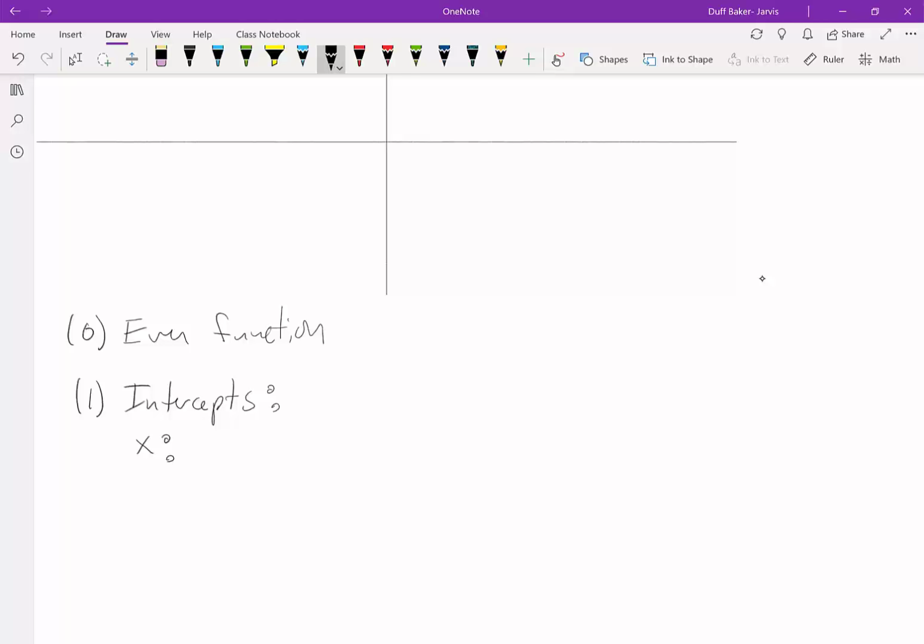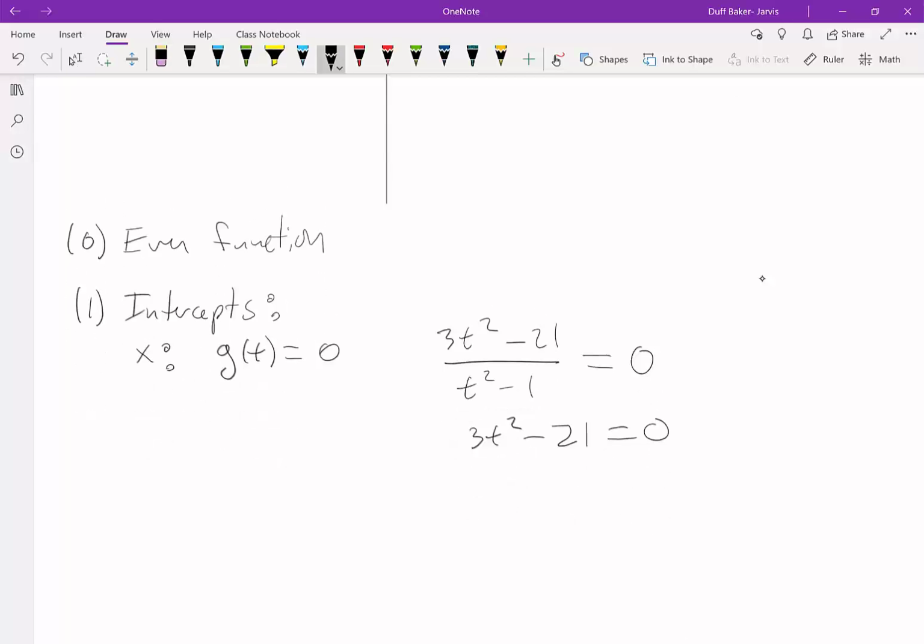So the x-intercepts would be when g of t, the y value, is 0. Here it is, so this would say 3t squared. When is this 0? That's when the numerator is 0. If you do a little algebra, you get that t squared is 7, so t is plus 7 or minus 7. So there are two x-intercepts, a plus and a minus.